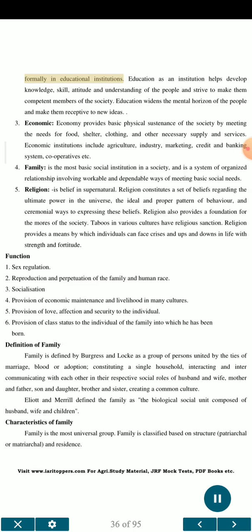formally in educational institutions. Education as an institution helps develop knowledge, skill, attitude and understanding of the people and strives to make them competent members of the society. Education widens the mental horizon of the people and makes them receptive to new ideas.